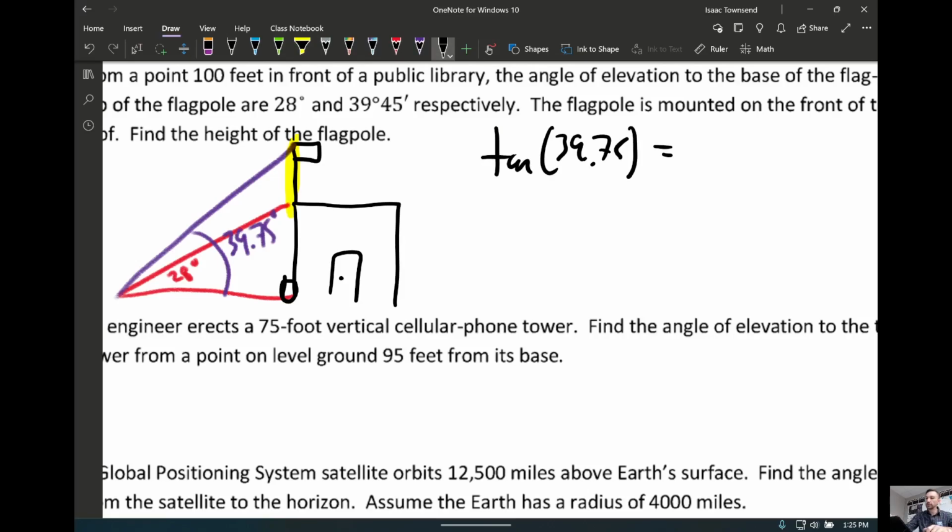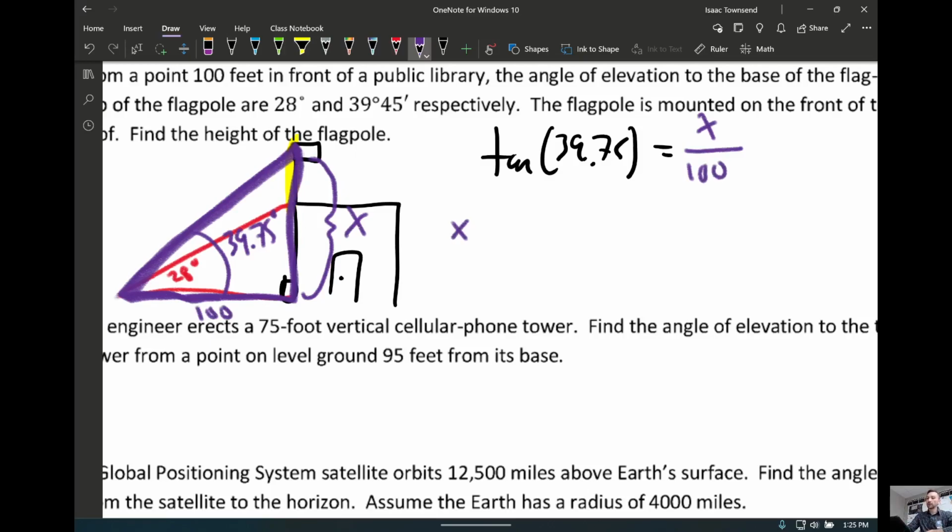Okay, wait. So you did, it sounds like he's looking at this big right triangle. If you're using the big angle and you did tangent, which would be opposite over adjacent. And actually, we knew that too, right? So the height of the library plus the flagpole is 100 tangent of 39.75. I can type that in my calculator to get a decimal, but I'll just wait.